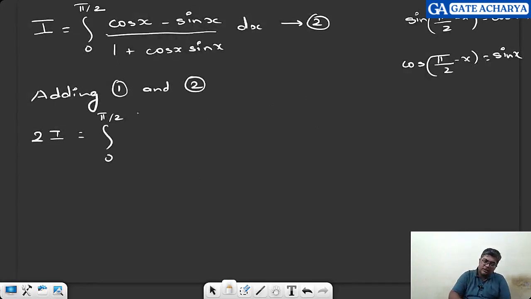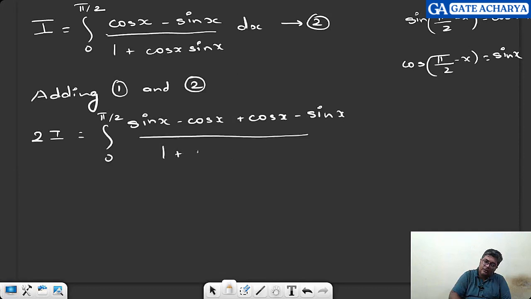So the first function's numerator is sin x minus cos x. The second function's numerator is cos x minus sin x, divided by the common denominator. What is the common denominator? 1 plus sin x cos x, dx. You can see something happening here. Sine minus sine cancels out. Minus cos plus cos cancels out. So all you're getting is 0 dx. The integration of 0 with respect to the limits is always 0.